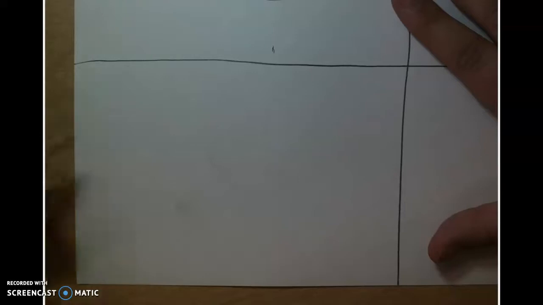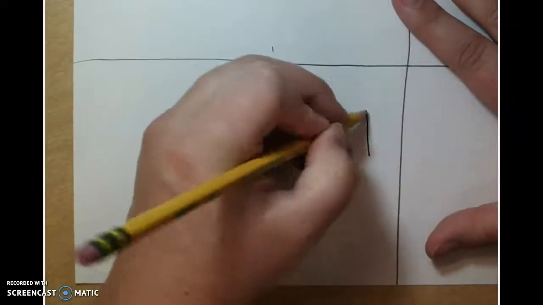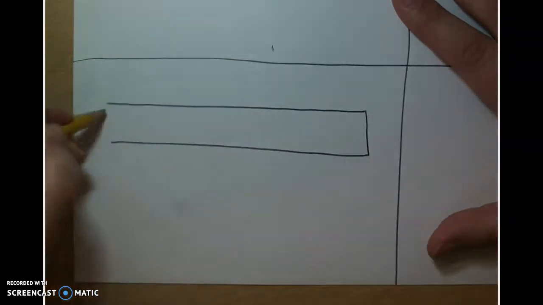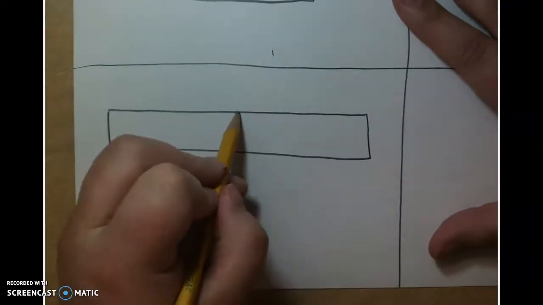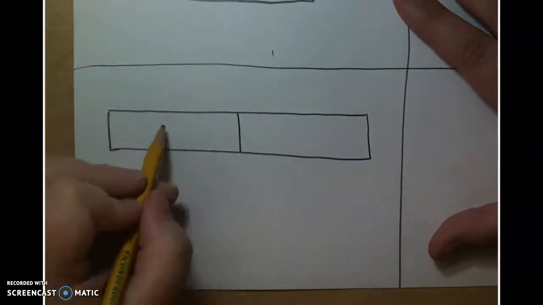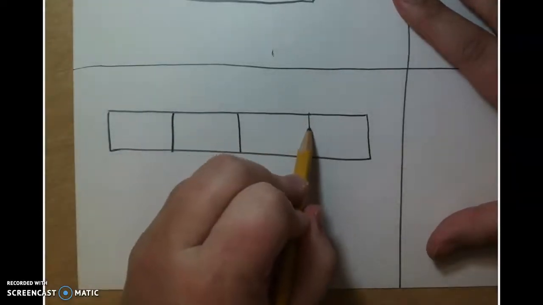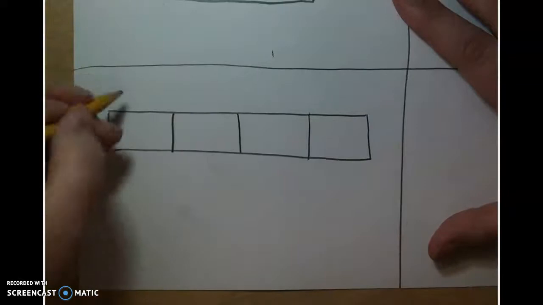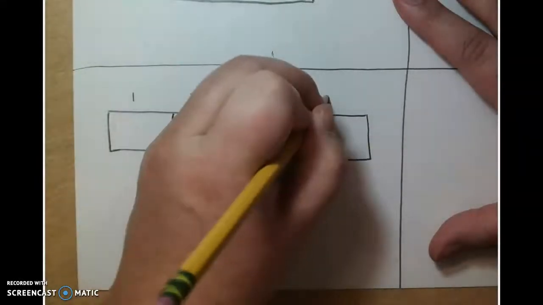And we're going to do a little exercise here. I want you to draw in one of your boxes a rectangle. I want you to take that rectangle and split it in half and then half again so that you have quarters. You have 4 boxes and I want you to label those boxes 1, 2, 3, and 4.